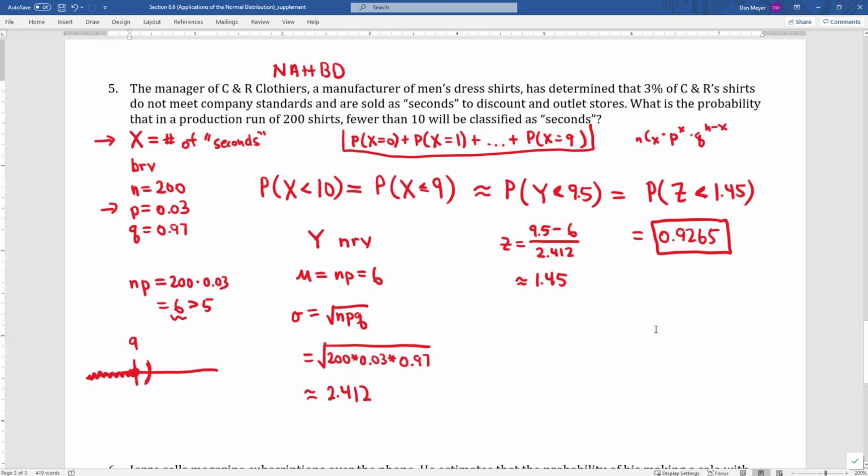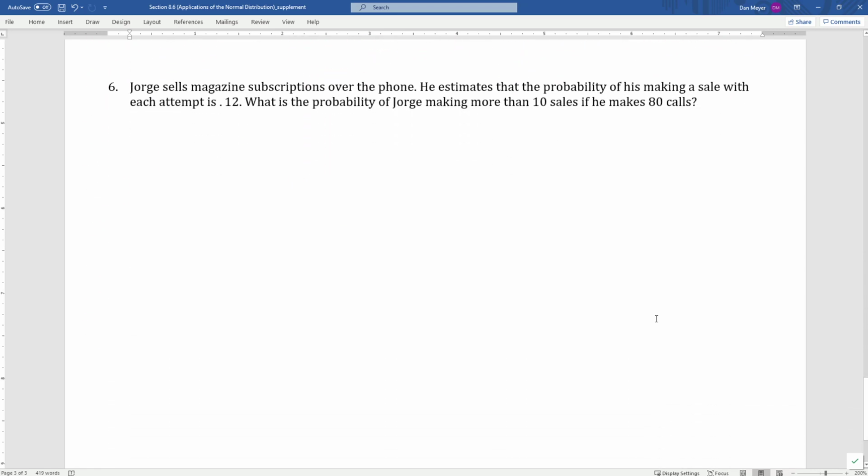Okay, let's look at one more here. And number 6, Jorge sells magazine subscriptions over the phone. He estimates that the probability of his making a sale with each attempt is 0.12. What is the probability of Jorge making more than 10 sales if he makes 80 calls?